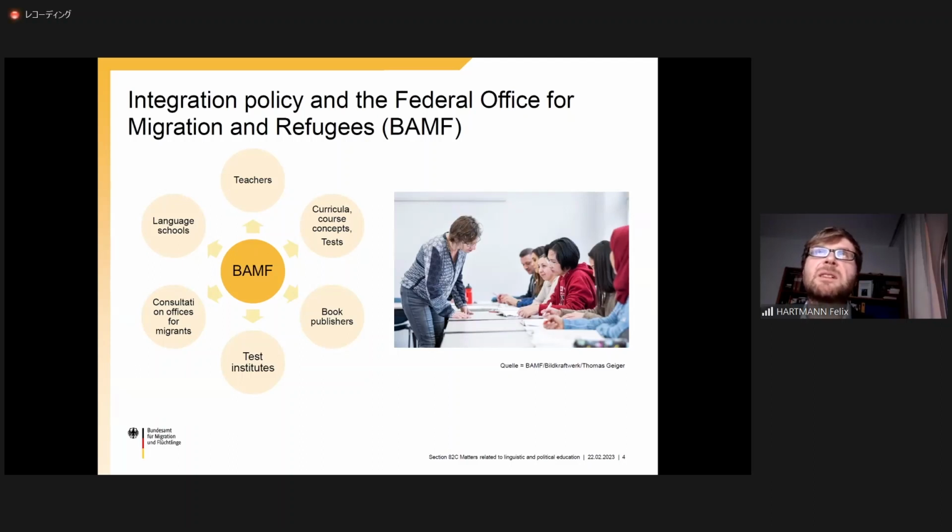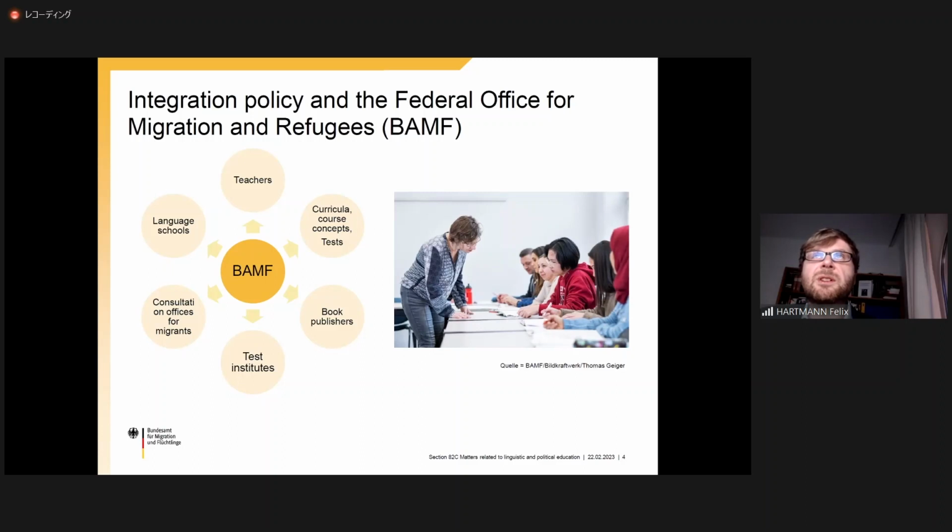The same system or a similar system we use for the teachers. Teachers can apply for permission to teach in an integration course and also in vocational language courses. They send in their qualifications, and we check them and approve them for lifetime when they fit the requirements. We also have to interact with experts and institutions about curricula, course concepts, and tests.